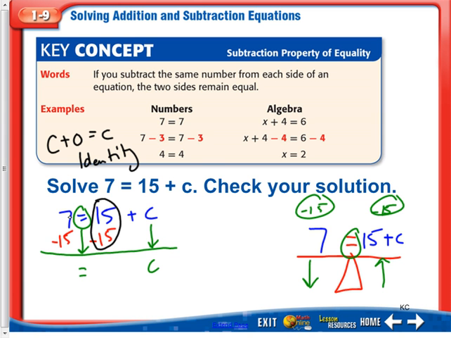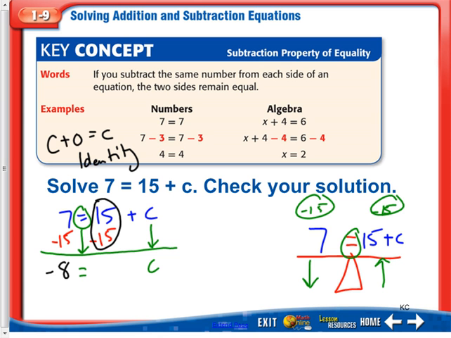Now, I have $7 and I owe $15. That's what the 7 minus 15 means. I have 7 and I owe 15, so it means I'm going to owe, because the absolute value of 15 is bigger. We're going to owe 8.